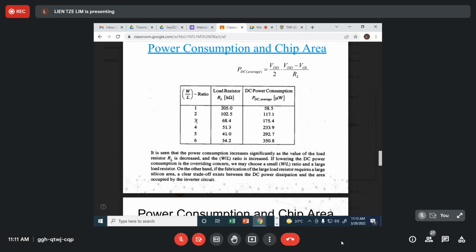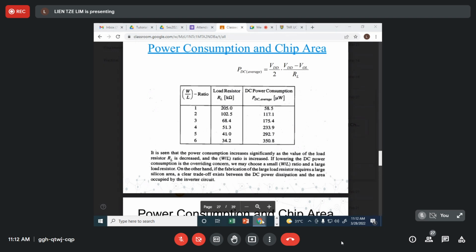You use the width over length to determine the RL. So if you choose a larger load resistance, then the width over length will be smaller, and then the power consumption here will be smaller.